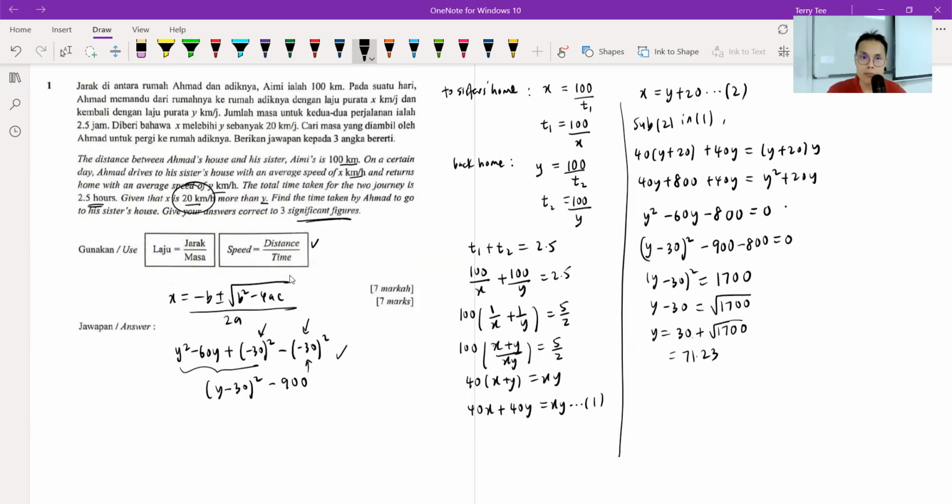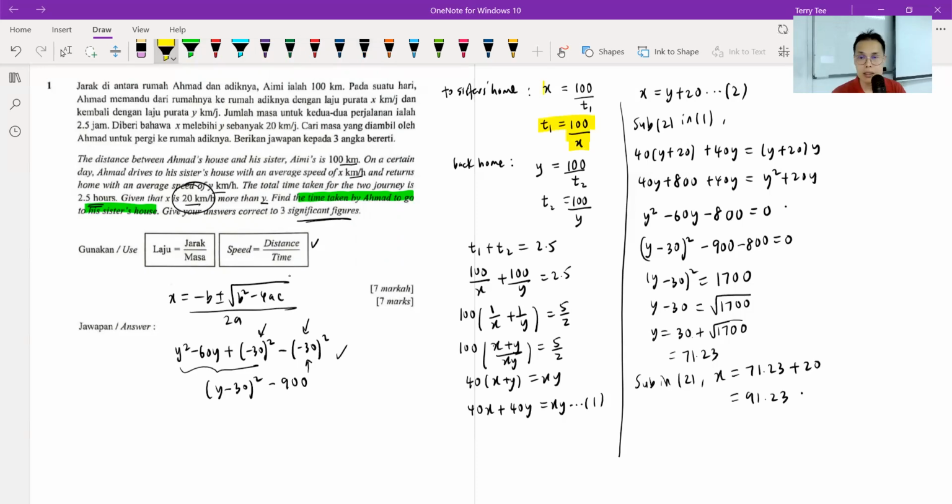We want to find the speed for the journey to the sister's house, which is x first. So you can sub inside equation 2. Maybe I write here, sub inside equation 2. Your x should be 71.23 plus 20. That will be 91.23. Once you know the speed to the sister's house, we can find the time taken. After all, you're finding the time taken to go to the sister's house. So that means I'm finding T1. I need to sub inside this line here.